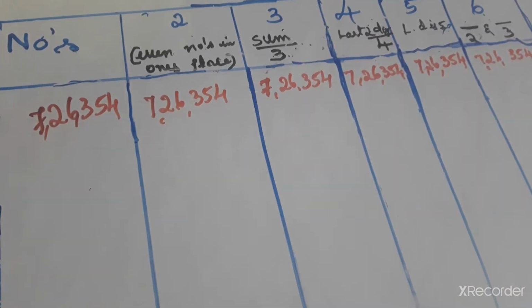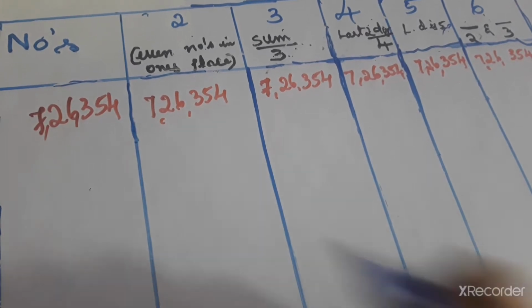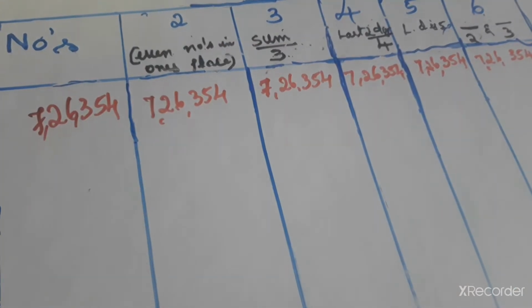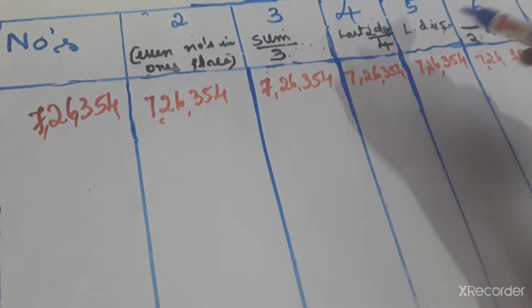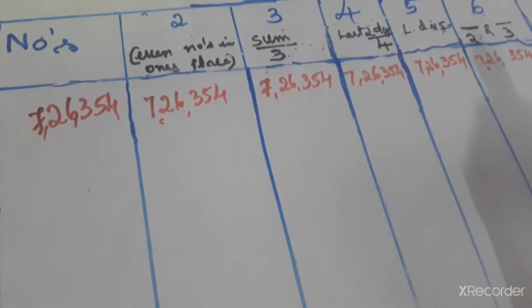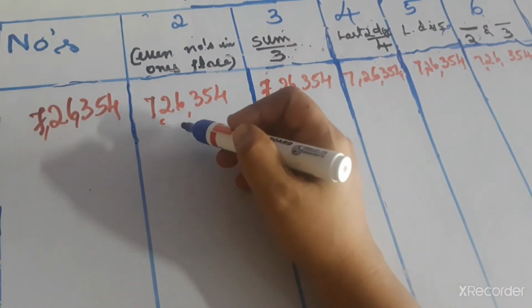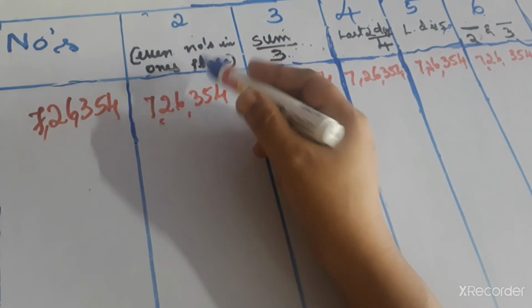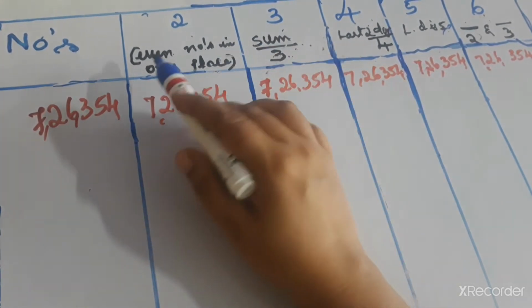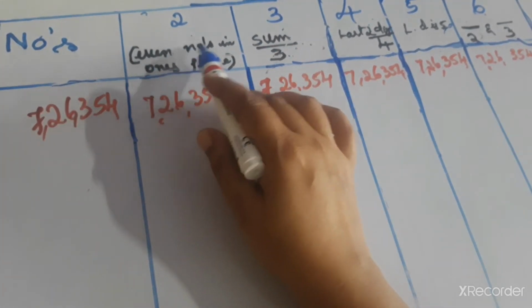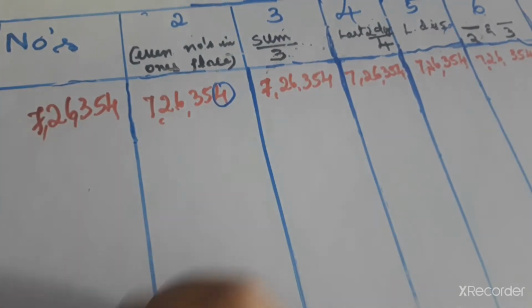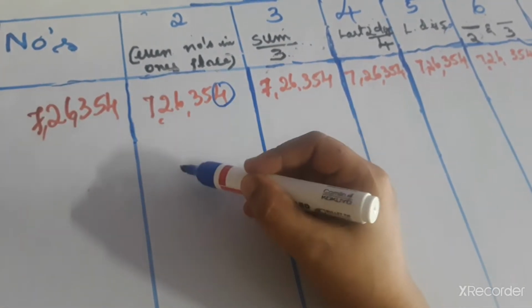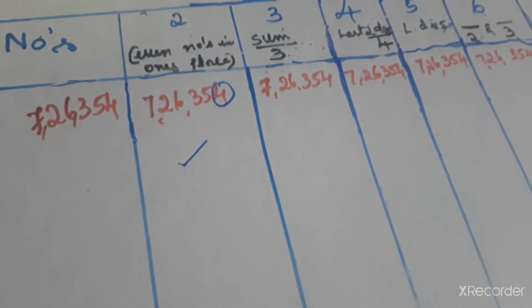Now the next question, the fourth question, 7,26,354. Now we have to check whether this number is divisible by 2, 3, 4, 5, 6, 9, 10, 12 and 15. Okay, first one, whether it is divisible by 2. 2 means according to the rule, there should be an even number in the ones place. So 4 is an even number, so it will be divisible by 2.